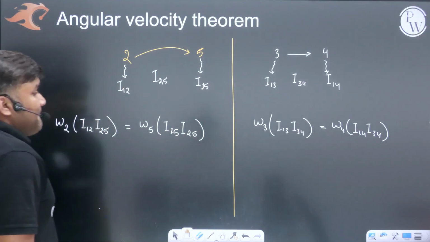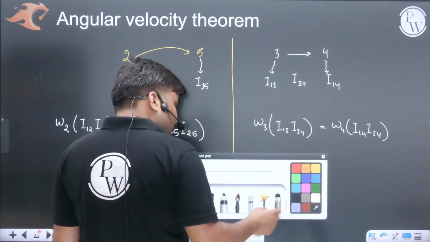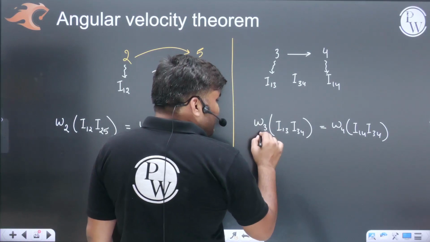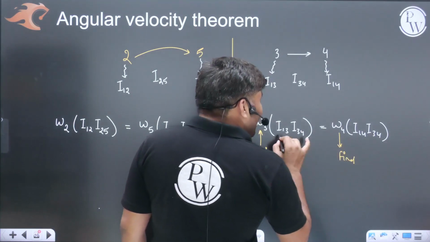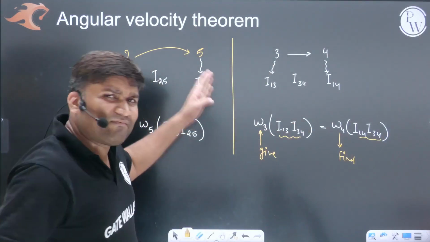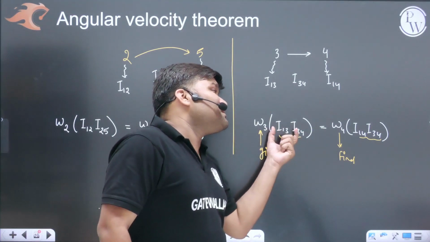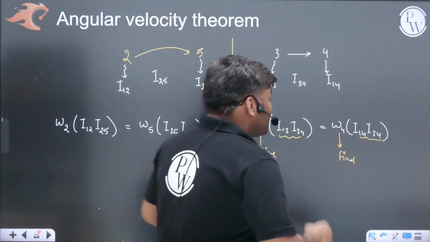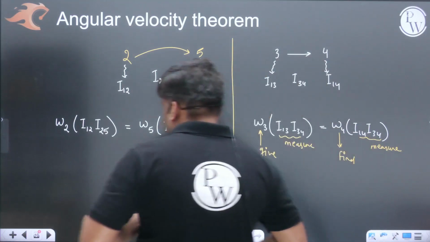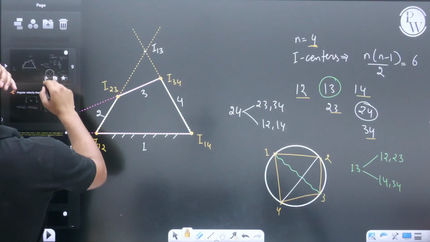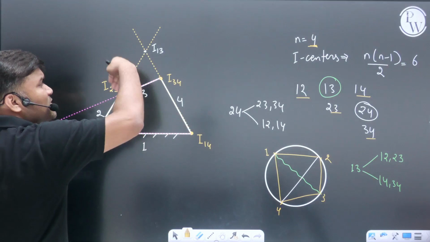Now, the angular velocity theorem will not only help you in finding the magnitude. Omega 3 is given, one thing will be given, another thing you have to find out. For the rest, the I centers we have just calculated, we have found the locations of all of them. The distance from I13 to I34 and the distance from I14 to I34 you have to measure from the diagram, beta. Getting the point? Now coming back, sir, suppose in this question you have calculated the locations of all the I centers.